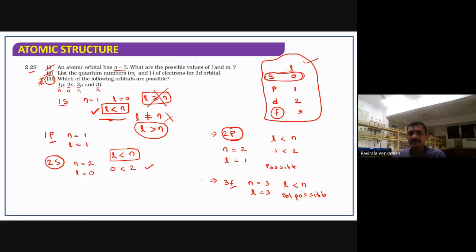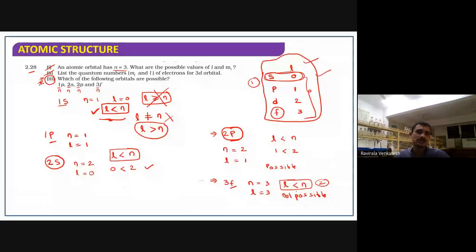Very simple. If l equal to 0, that is the s orbital. If an s orbital is given, the l value must be 0. If an f orbital is given, the l value must be 3. Only 4 digits you need to remember. The remaining also you have to remember, it is just a sequence: s, p, d, f, g, h. For g, it will be 4. Don't get confused here. You need to remember this table compulsorily. Then this is a formula you need to remember compulsorily. These two formulas, this is the first one, this is the second one. If you remember these two, you can do any number of problems this way.